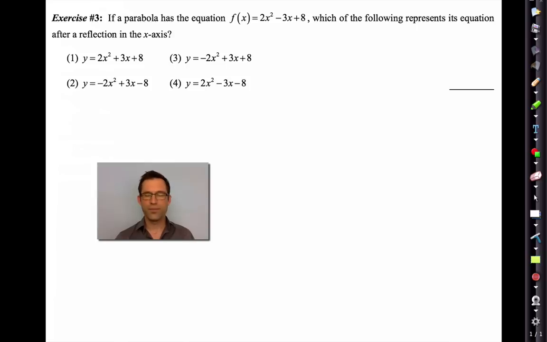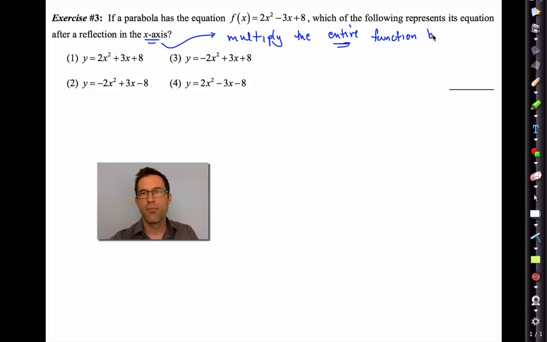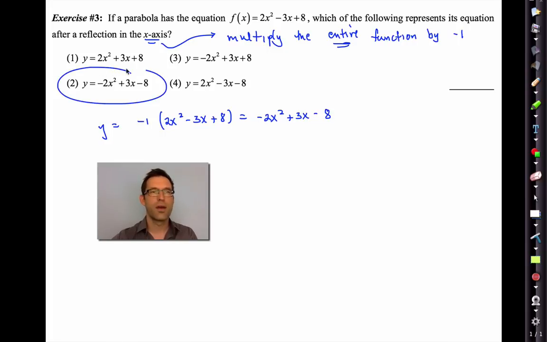Okay, well, to reflect in the x-axis means that we have to multiply the entire function by -1. But if we do that, if we take that entire function and multiply it by -1, then we'll get -2x squared plus 3x minus 8. And there it is.